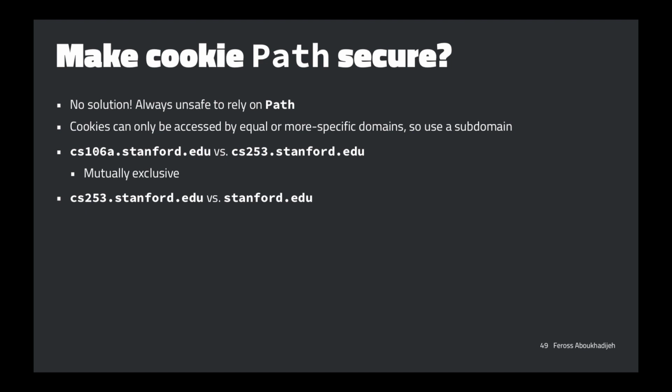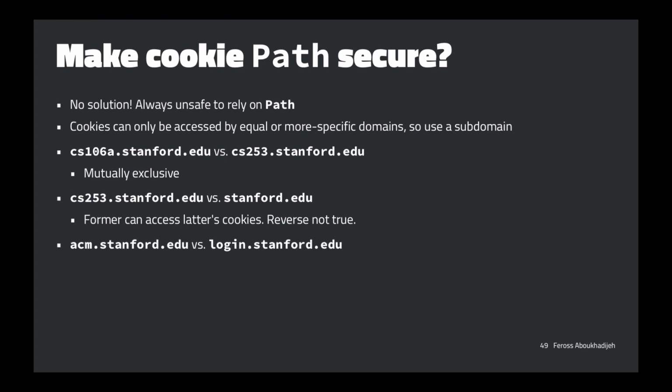Yeah, go ahead. It seems like Stanford should be able to access 253's. Cookies can only be accessed... Oh, so it's actually flipped. Yeah, cookies can only be accessed by equal or more specific domains. So that means Stanford's cookies can be accessed by stanford.edu and more specific domains. By more specific, it's sort of like more things tacked on to the end. So the former can access the latter's cookies, but the reverse is not true. It's kind of weird, but that's just how the rules are.